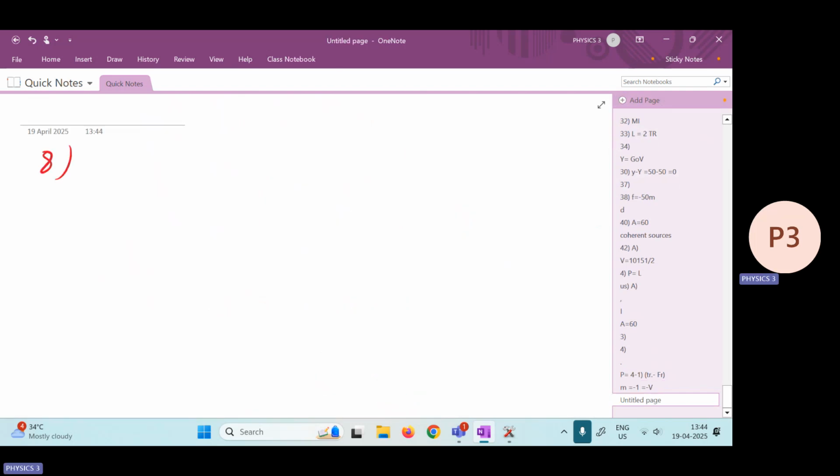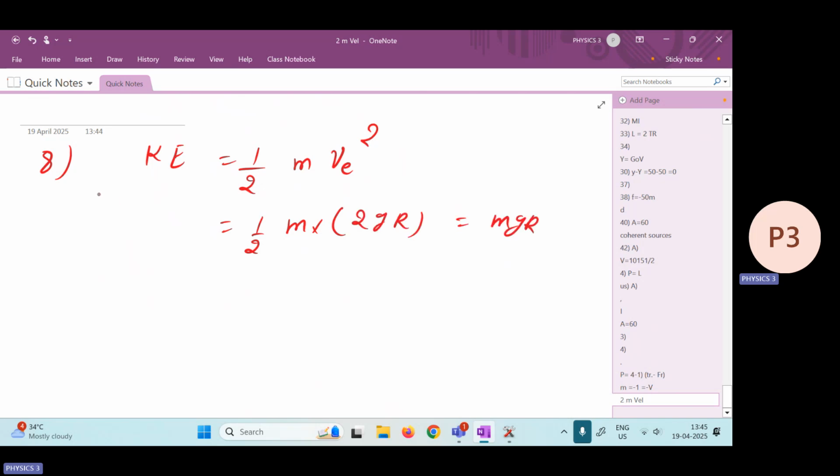Eighth question. In the eighth question, we have given in the assertion that the minimum kinetic energy required to take a body of mass m from the surface of Earth to infinity is mgR. Okay, let's see that. So minimum kinetic energy will be half m v escape square, right? So that will be half m into under root 2gR, so its square will be 2gR. So that will be mgR. So that is absolutely true, right? It is given in the assertion. So assertion is true. Now let's go for the reason.